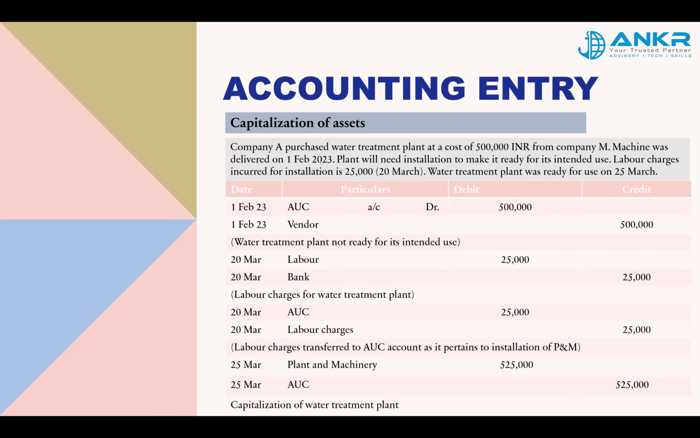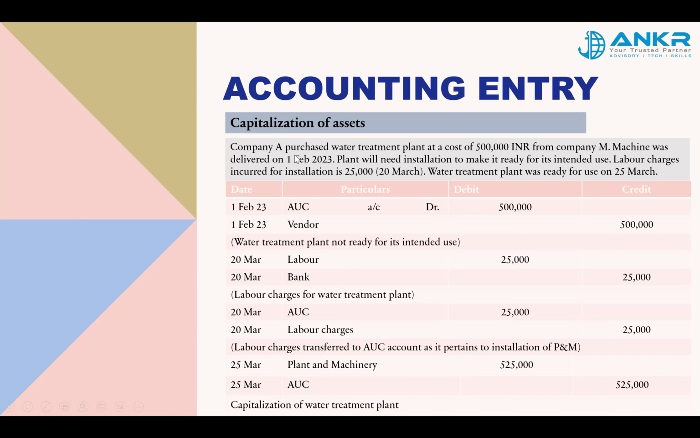Next example: company A purchased a water treatment plant at a cost of 5 lakh rupees from company M. The machine was delivered on 1st February 23. The plant will need installation to make it ready for its intended use. Labor charges incurred for installation are 25,000 on 20th March. The water treatment plant was ready for use on 25th March. Clear? So we will go one by one.